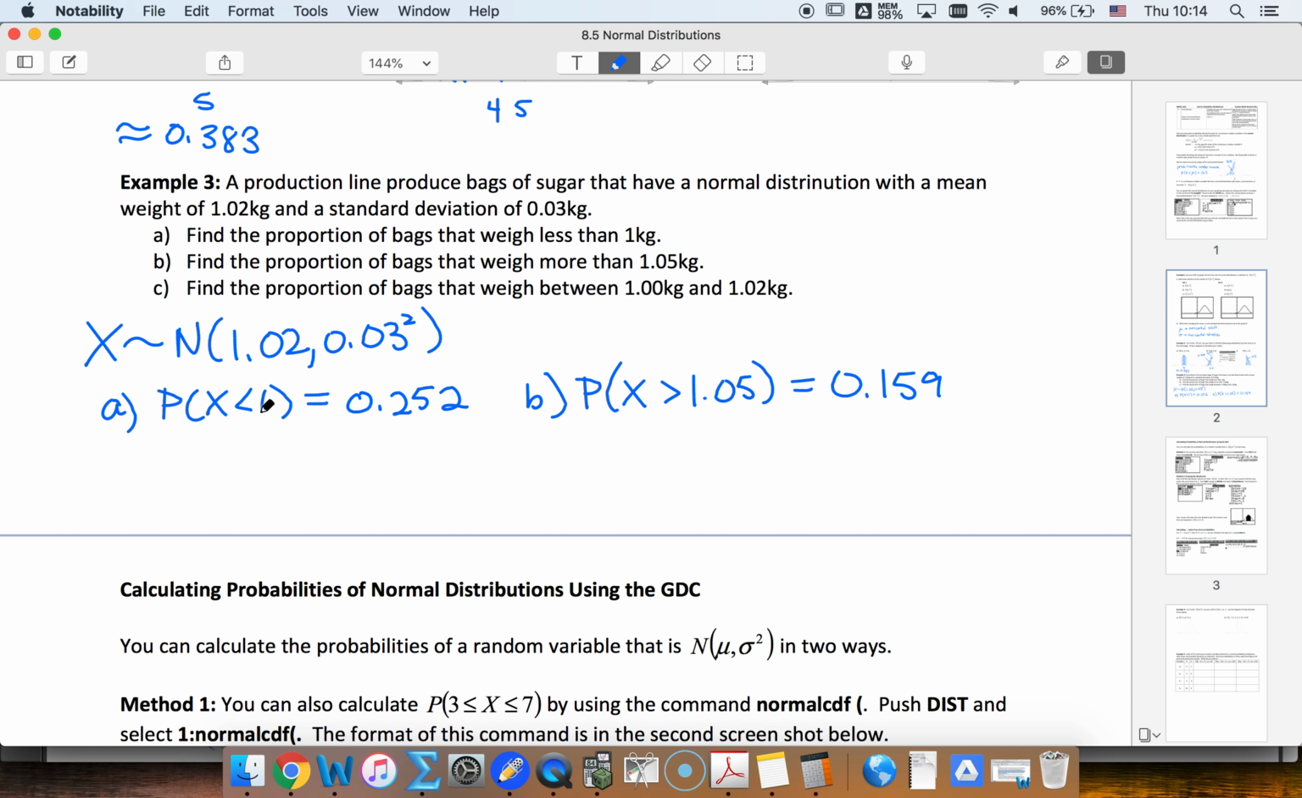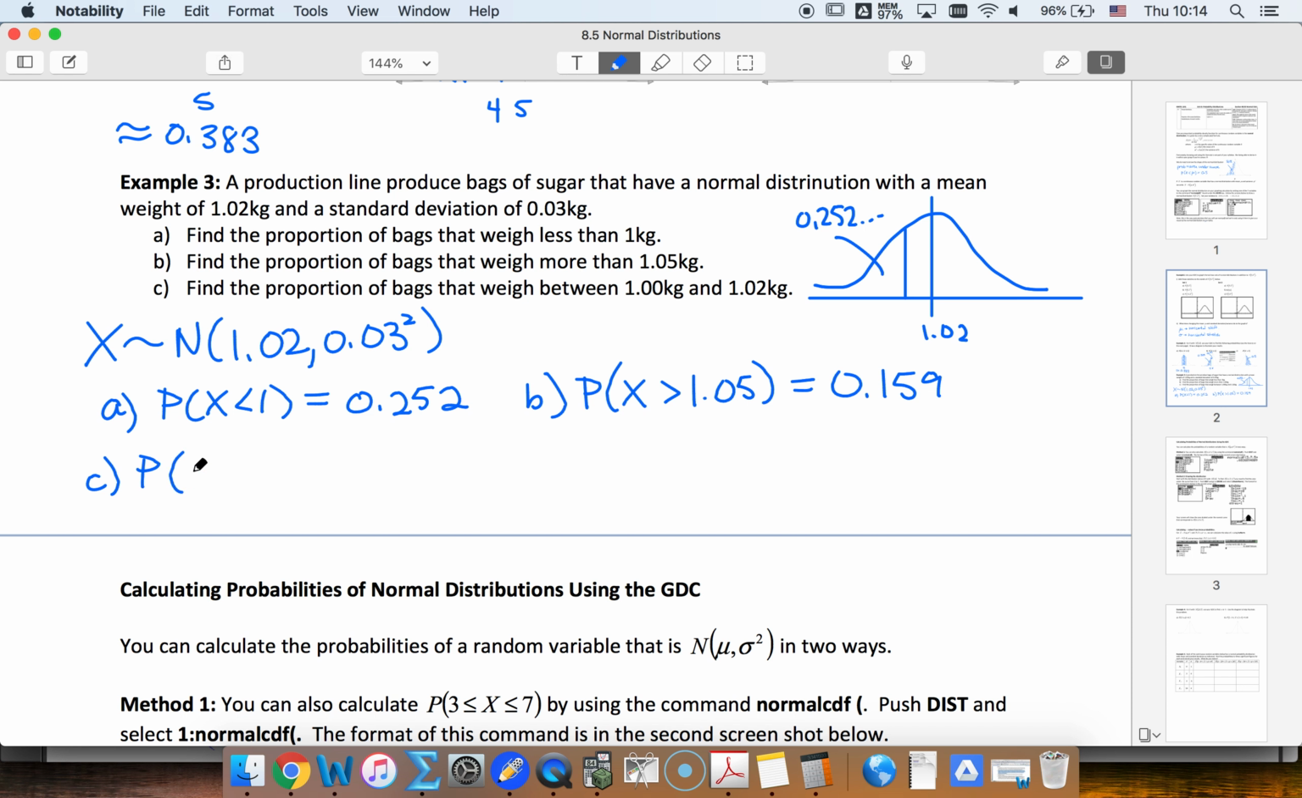So that's going to be the part that's left over from here. So if I look at what I've calculated so far, I'm going to put in a quick sketch. So here's my normal distribution. My mean is at 1.02. So I calculated 1. That was about 25%. So that's my 0.252. So this remainder here is going to be a half minus this value.